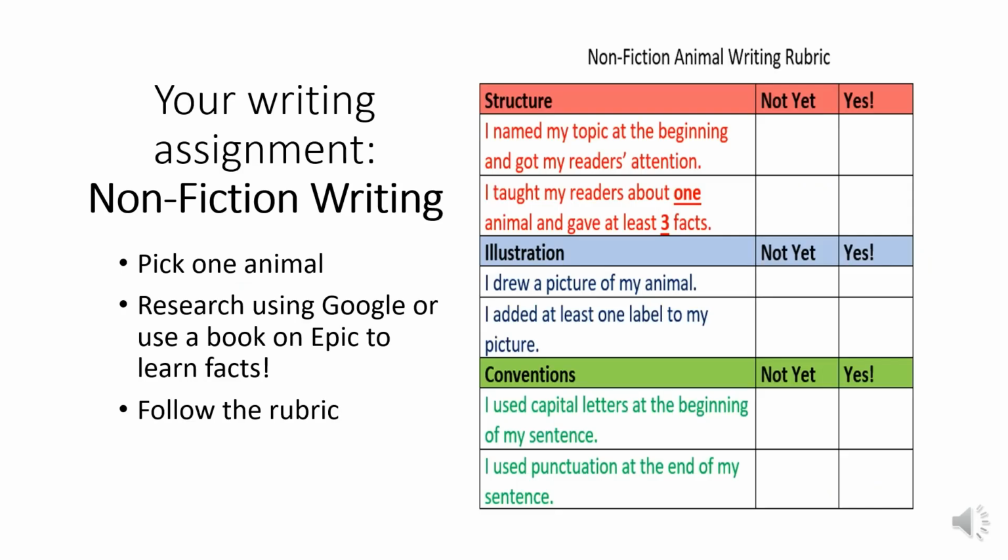Your assignment is to create a nonfiction writing piece. I'm choosing to write about sea turtles, so you're going to pick a different animal. After you pick your animal, you're going to research using Google, or you can log on to Epic to find a nonfiction book to learn more facts about your animal, and you're going to follow the rubric on the right-hand side. The rubric is a way for you to measure your writing and make sure it's meeting the standards of what a good writer does. You're going to have 3 different things to be looking for: your writing structure, your illustration, and your use of conventions.